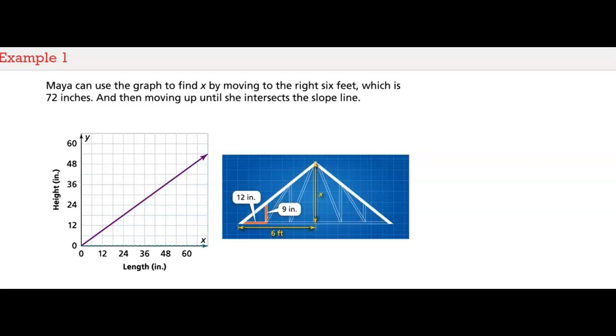Maya can use the graph to find x by moving to the right 6 feet, which is 72 inches, and then moving up until she intersects the slope line. The roof is 54 inches, or 4 feet 6 inches in height at its peak. Now you know what the slope of a line is? You can use slope to solve problems.